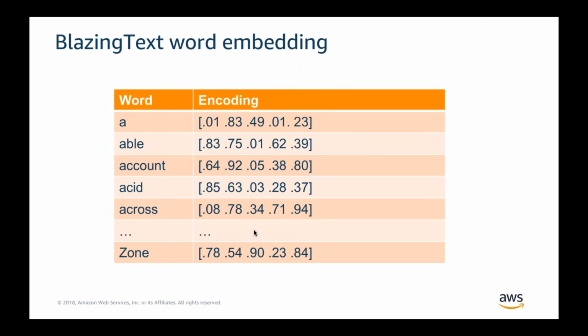So this is called the word2vec algorithm. BlazingText is Amazon's version of word2vec with some optimizations, intended to be used for AWS. Okay, as simple as this.